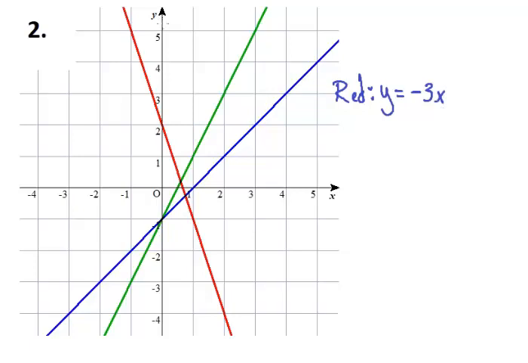x. And then I need to find b. Through which vertical mark is the line passing by? Well, it's passing by 2. So, the equation of the red line will be y equals negative 3x plus 2. That's simple. Next one. Well, let's go with the green one.